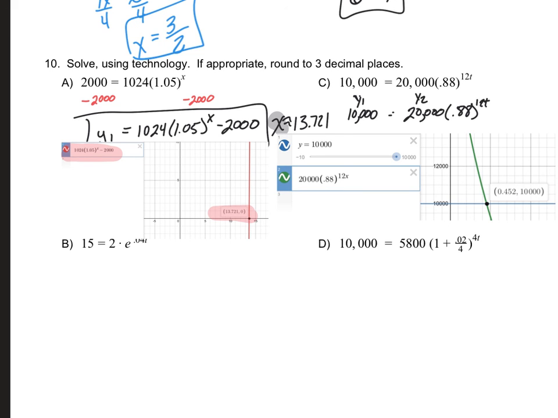So you can see my blue line is my 10,000 line and my green line is my equation. And I can see that those 2 lines are crossing at 0.452. So that is the solution to this equation. X is approximately 0.452.